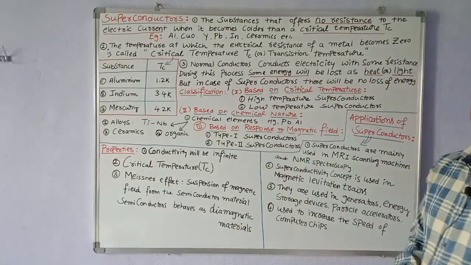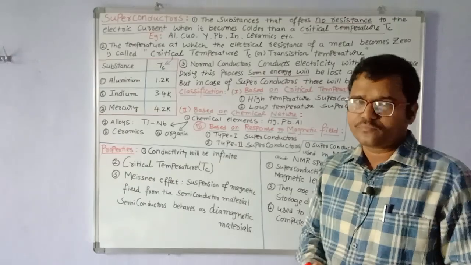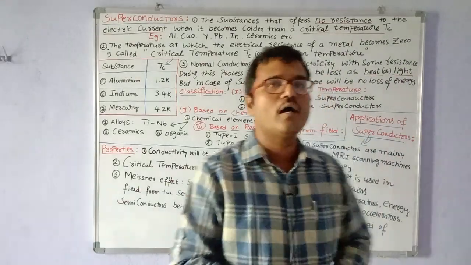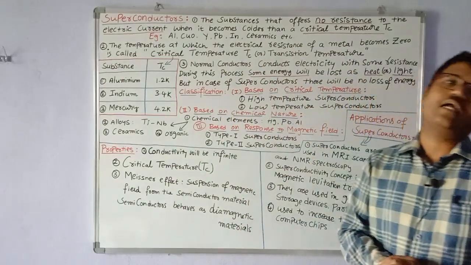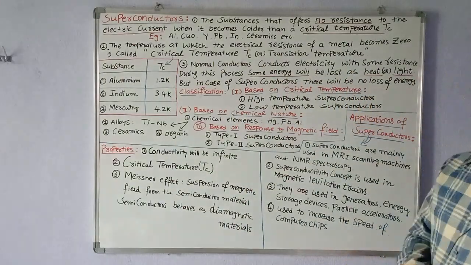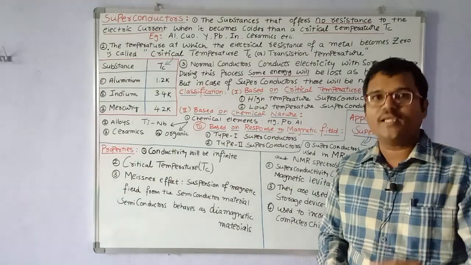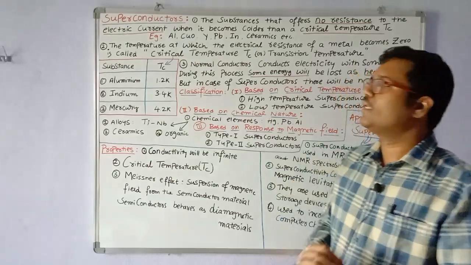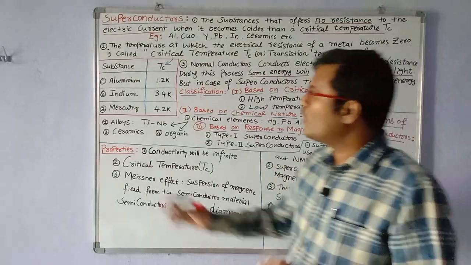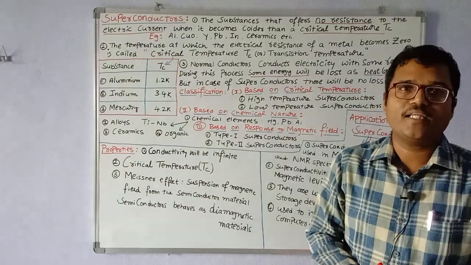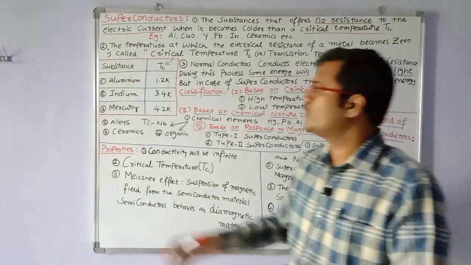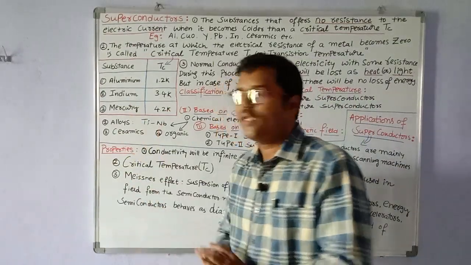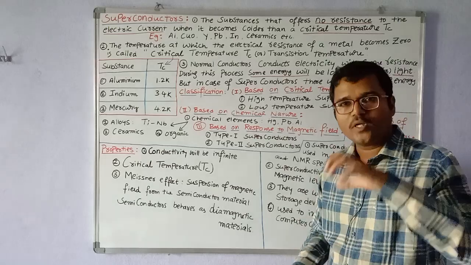Then, superconductor ante a materials aithe electrical energy ni 100% efficient ga resistance lekunda allow chestayo ave superconductors. Okay, so superconductors oka particular temperature degira maatrame zero resistance tho electricity ni allow chestayi. So aa temperature manaki entante critical temperature. For example, aluminium ki 1.2 kelvin temperature degira superconductor ga behave chestundi. Indium 3.4 kelvins degira superconductor ga behave chestundi. Mercury 4.2 Kelvin temperature degira superconductor ga behave chestundi.